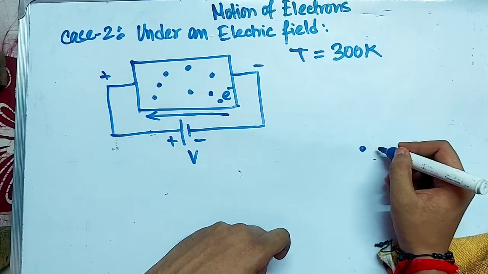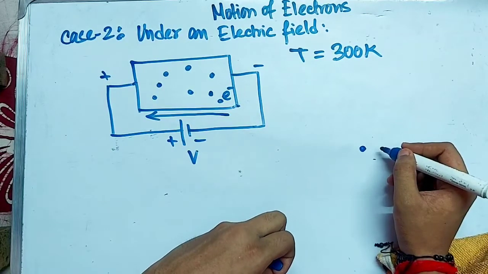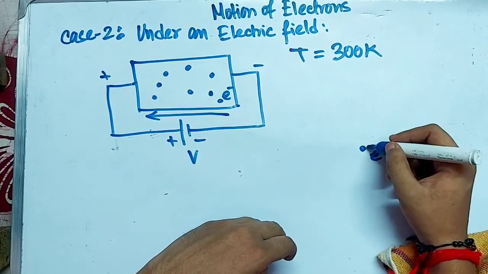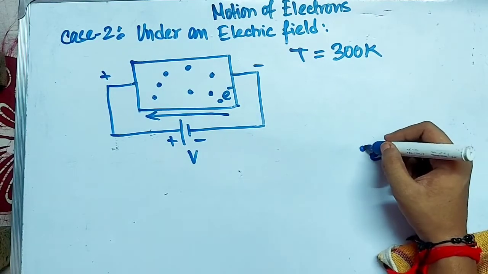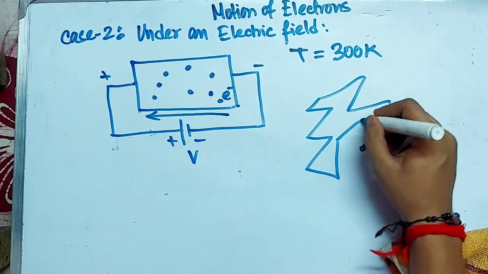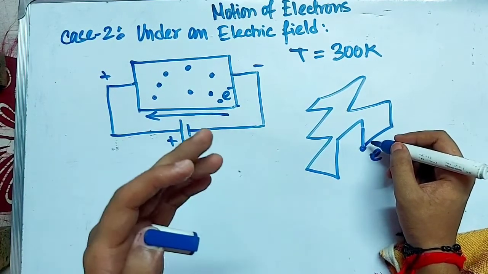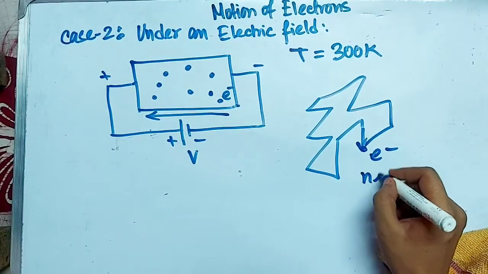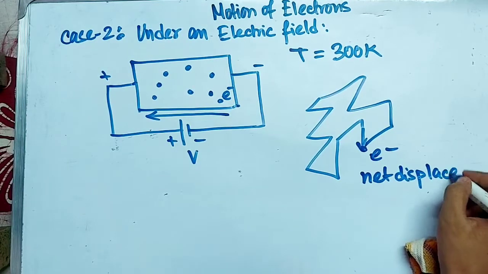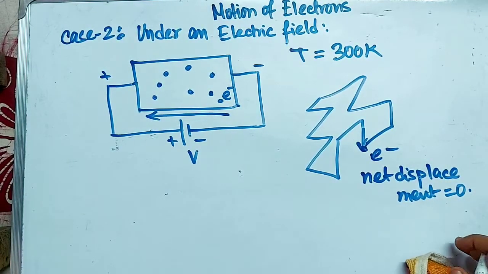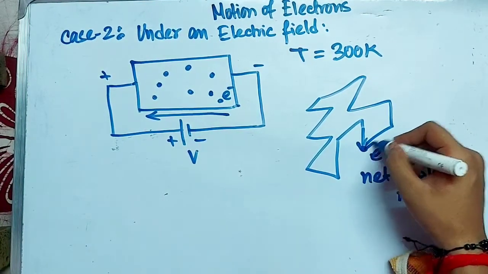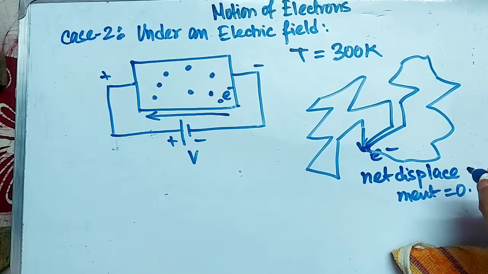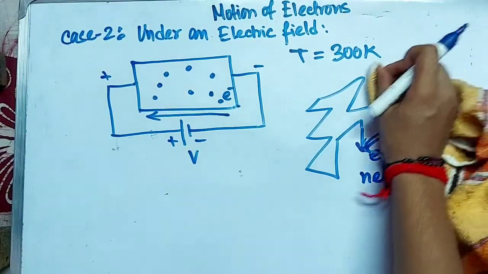In the first case, when we were dealing with the material when there is no electric field, we said that the electron in Brownian motion moves randomly, and after some time it returns back to its primary state, its primary position. So the net displacement is equal to 0. Again this electron follows a random motion, and again it comes to its primary state. So the net displacement of the electron is 0, but here the case is not like that.